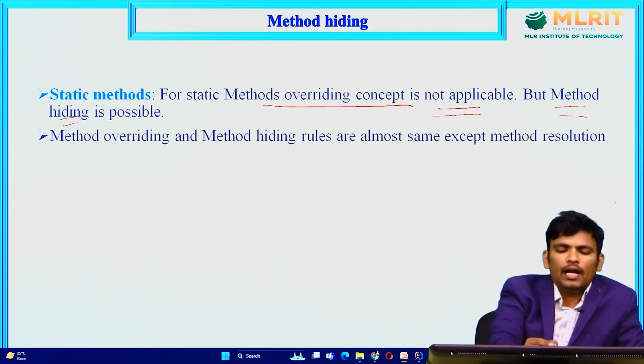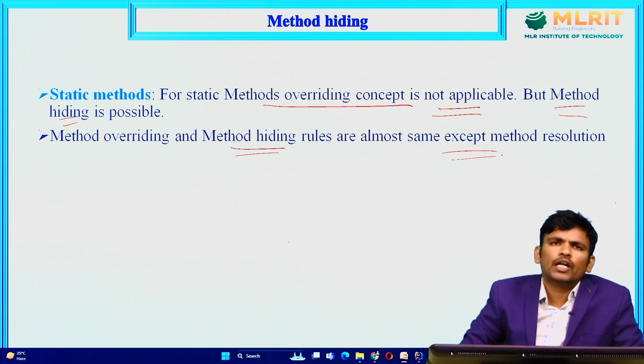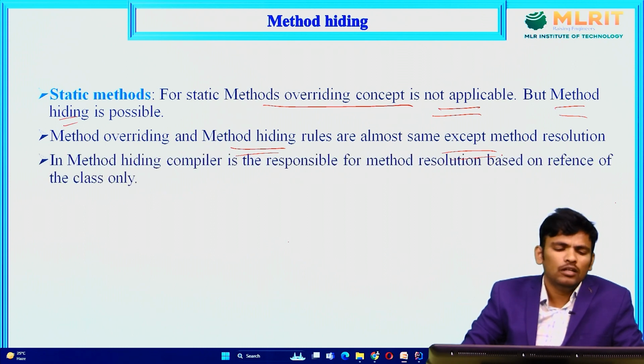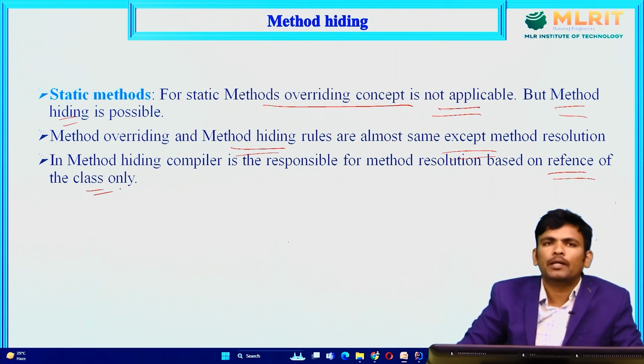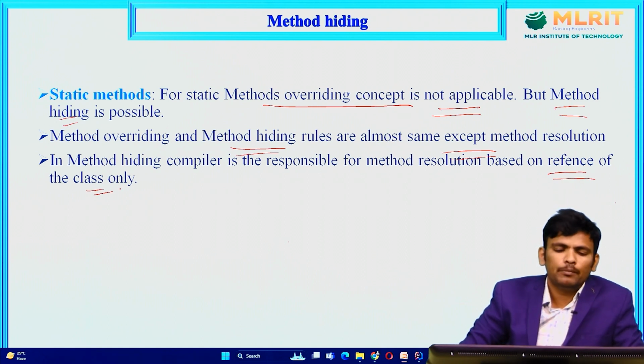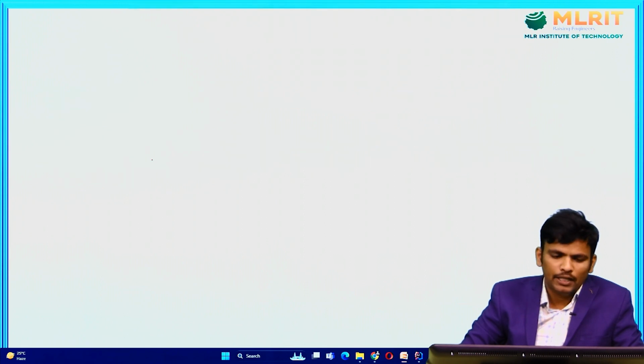Method overriding and method hiding rules are almost exactly the same, only the method resolution is different. In method overriding the method resolution is taken care of by the JVM, and in method hiding the method resolution is taken care of by the compiler, based on the reference type, the reference of the class. So who is responsible? The compiler is responsible. In method overriding the JVM is responsible, in method hiding the compiler is responsible. So this is the only difference between method hiding and method overriding.